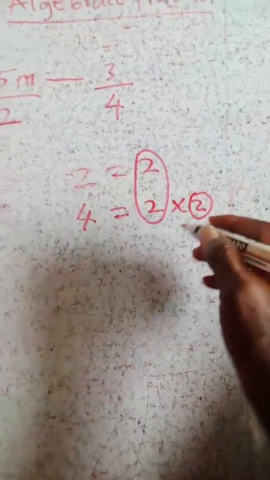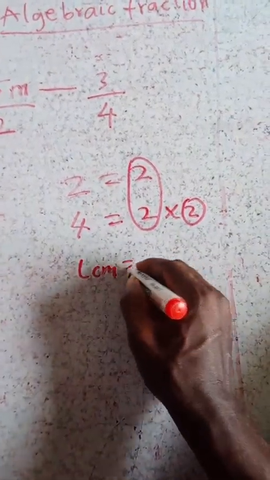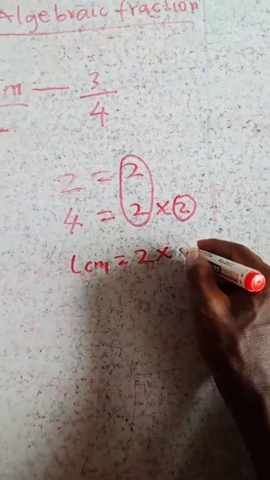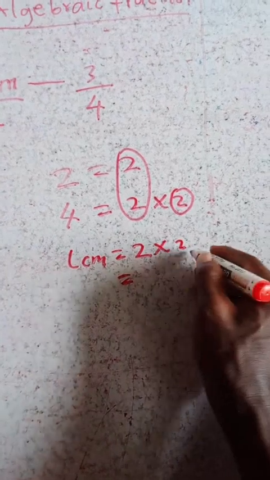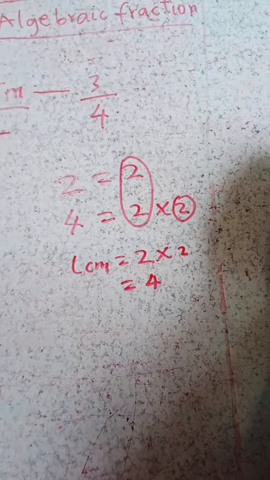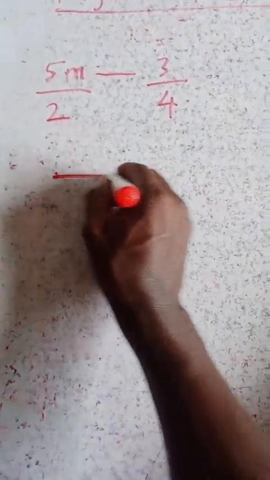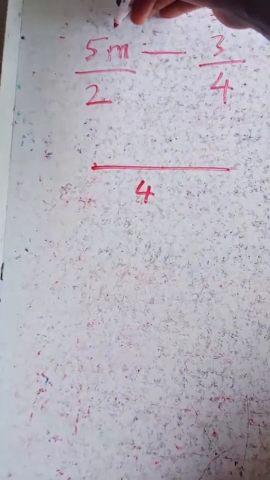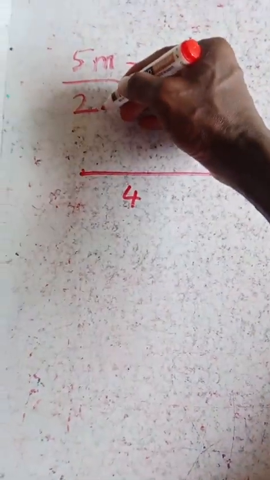This one is not common. So the LCM is one of the common ones, 2, times this one that is not common, 2. 2 times 2 is 4. So the LCM of 4 and 2 is 4. You draw a line as we used to do and write down the LCM, which is 4. Then use the LCM to divide the denominator and multiply the result by the numerator. So 4 divided by 2 is 2.